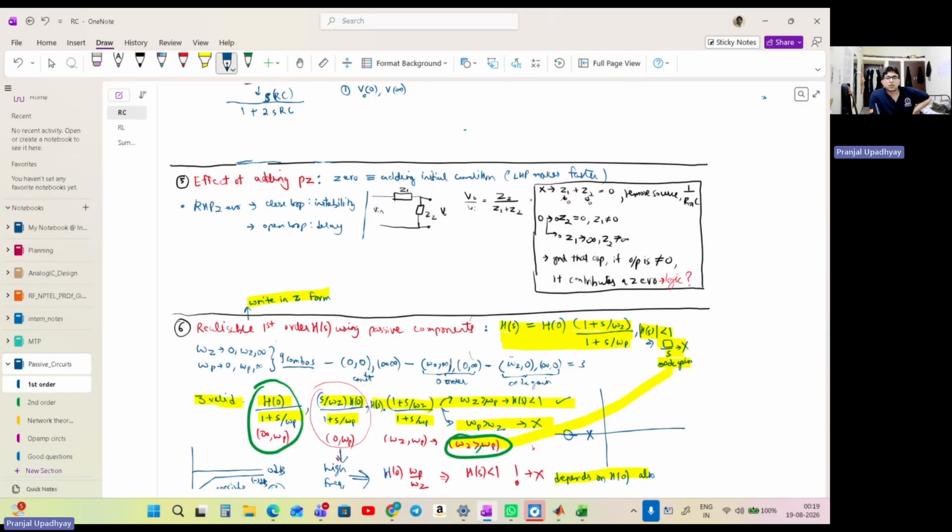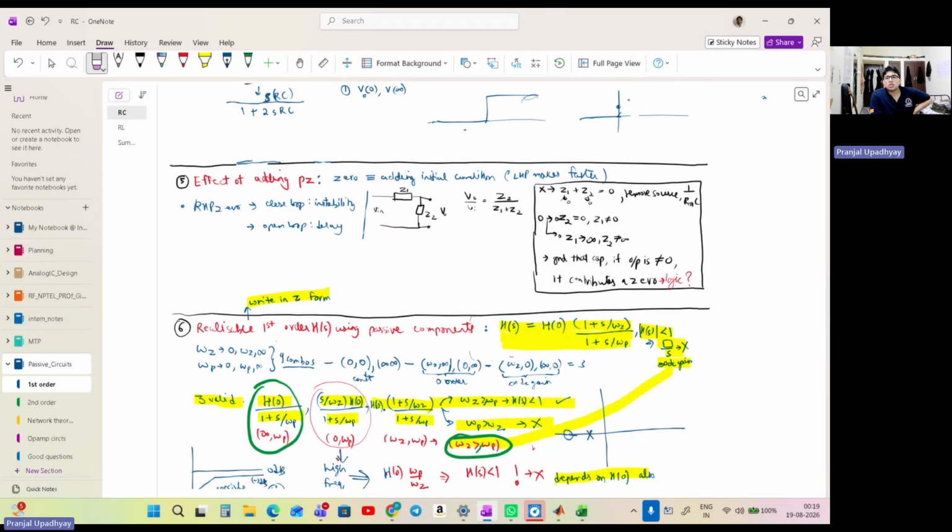So again, that was for an LHP zero, but for a RHP zero, for example, I have a unit step. So technically, for a low pass system, the output will grow like this, right? But if I add an LHP zero, this output will grow with an initial condition. That means that it will reach its steady state value faster.